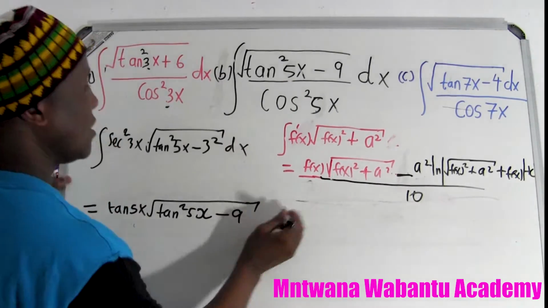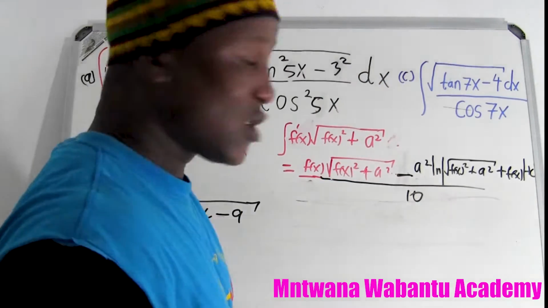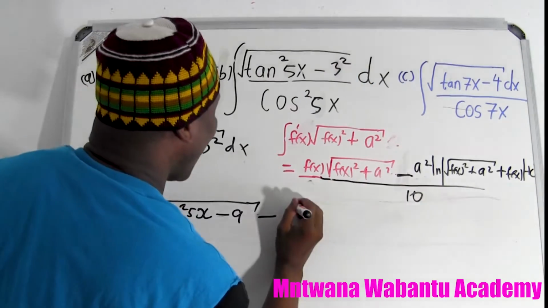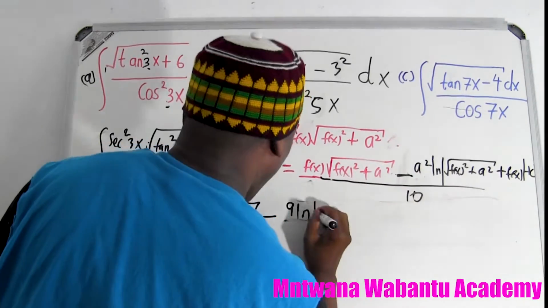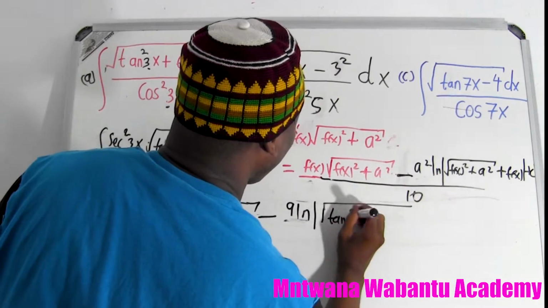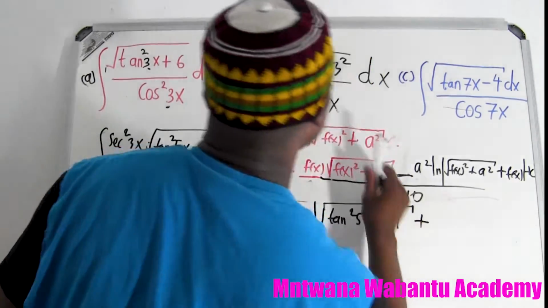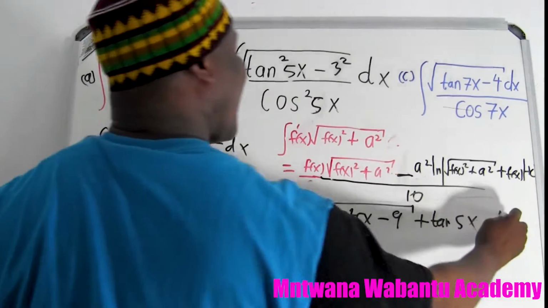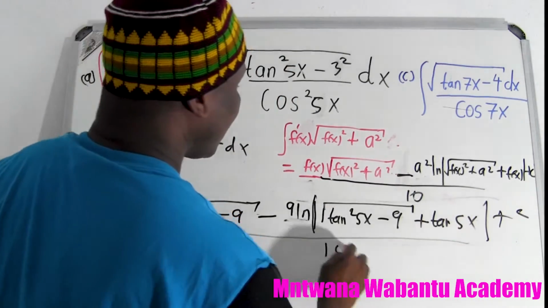Because it didn't make sense, I don't want to do the same equation. A squared, A is 3, because 9 is like 3 squared. So 3 squared equal to 9, and then minus. Over 10, and they say ln, and then this is going to be absolute. Now f of x squared means tan squared 5x, and then minus 9, because 3 squared equal to 9, and then you say plus f of x equal to tan 5x, and then we plus our constant, open absolute, close absolute, and then we divide all of this by 10. So we're done with this.